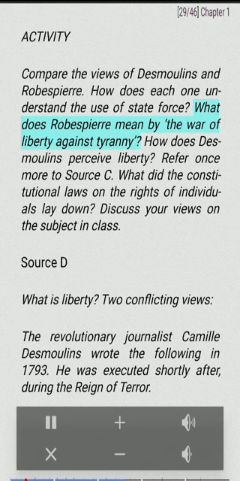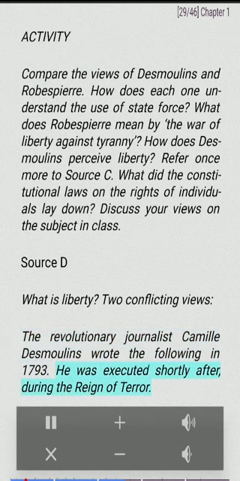Activity. Compare the views of Desmoulins and Robespierre. How does each one understand the use of state force? What does Robespierre mean by the war of liberty against tyranny? How does Desmoulins perceive liberty? Refer once more to source C. What did the constitutional laws on the rights of individuals lay down? Discuss your views on the subject in class.